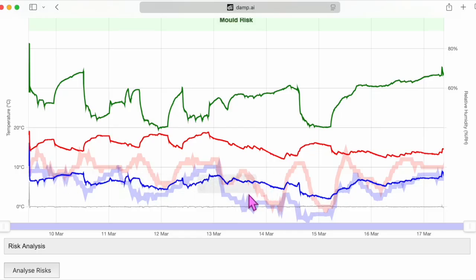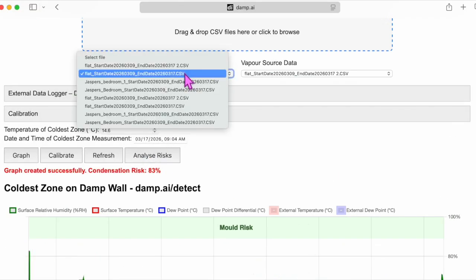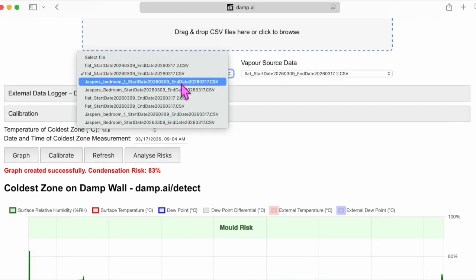If you have a well-ventilated property, the internal air will be replaced with external air. This is the light blue. So you'll replace internal vapor with external vapor, this light blue here. It's not far off if you compare to other graphs. Let's have a look at the upstairs bedroom.